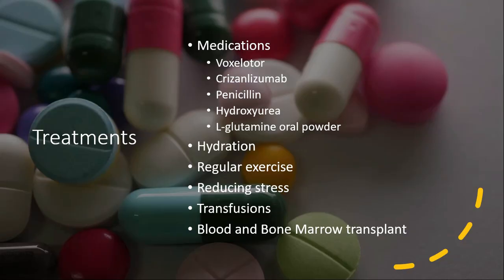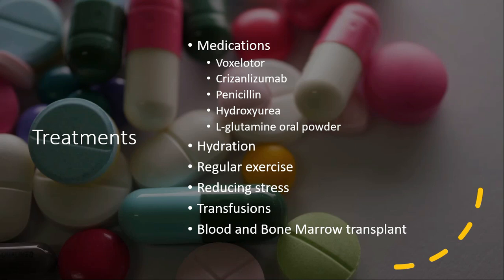There are several treatments for sickle cell disease, including medications such as voxelotor, which prevents the sickle shape, crizanlizumab, which is used to treat pain crisis, penicillin, which decreases the risk of severe infections, particularly by pneumococcus bacteria, hydroxyurea, which decreases complications and should not be used during pregnancy, and L-glutamine oral powder, which decreases pain crises.